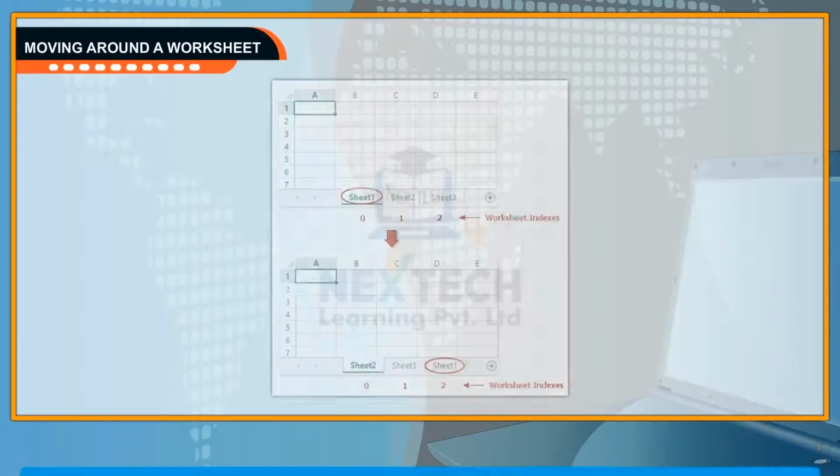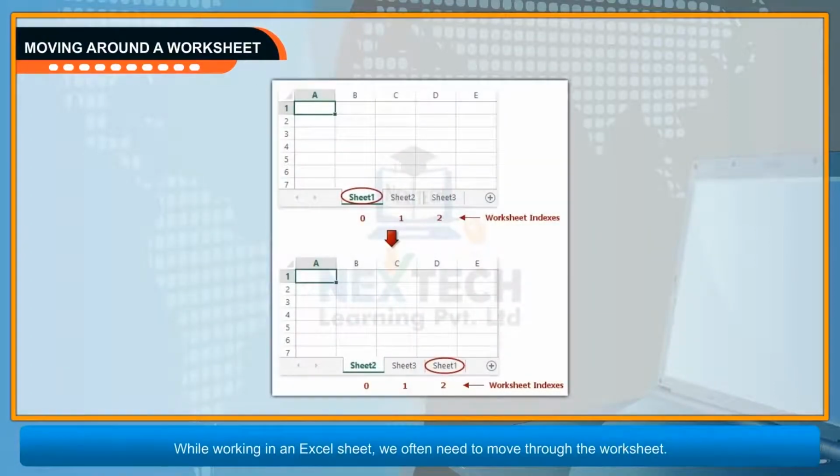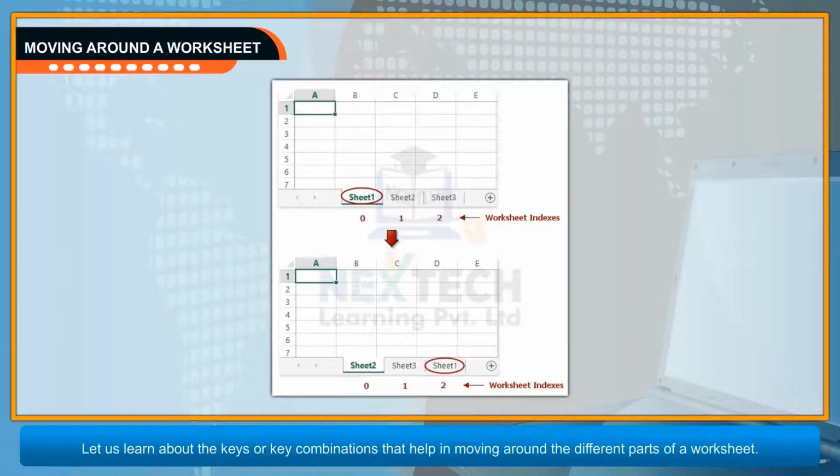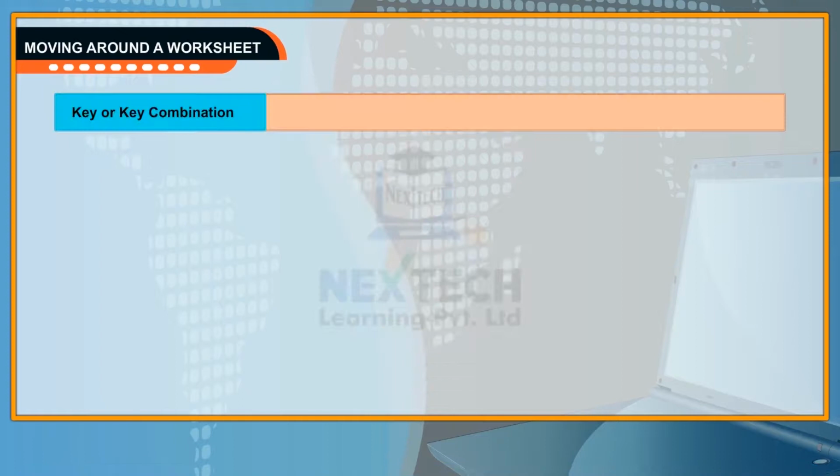Moving around a worksheet. While working in an Excel sheet, we often need to move through the worksheet. Let us learn about the keys or key combinations that help in moving around the different parts of a worksheet. Key or key combination. Action.